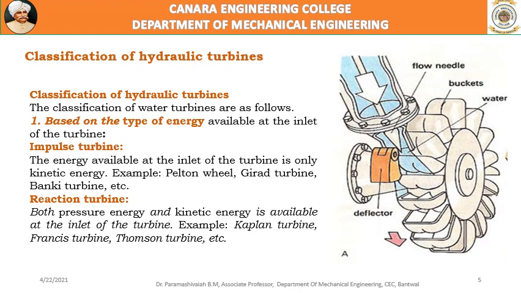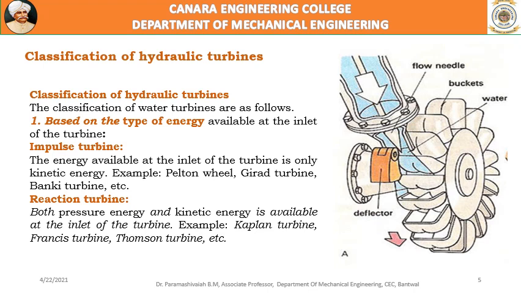Now we'll study the classification of hydraulic turbines. Hydraulic turbines are turbines wherein the working fluid is water. These turbines can be classified in different ways. Number one is based on the type of energy available at the inlet of the turbine, that is, the energy possessed by the water at the entrance of the turbine. Depending on the type of energy, these turbines may be classified into two categories: one is the impulse turbine, the other is the reaction turbine.